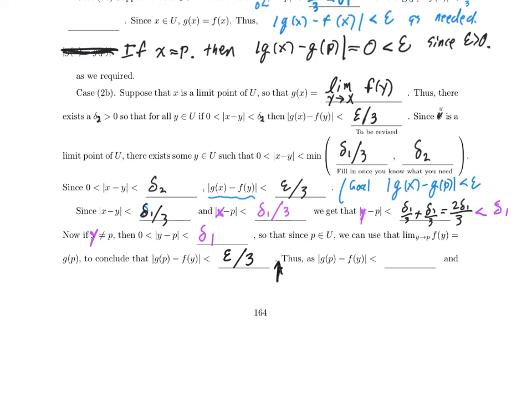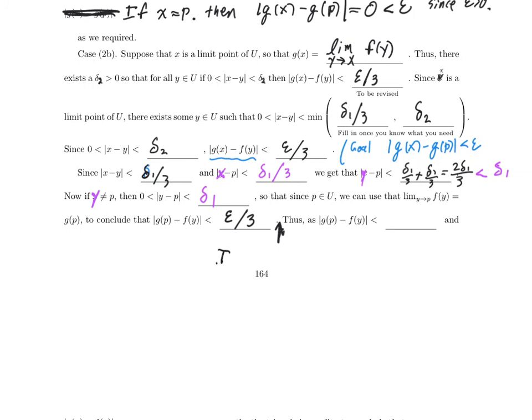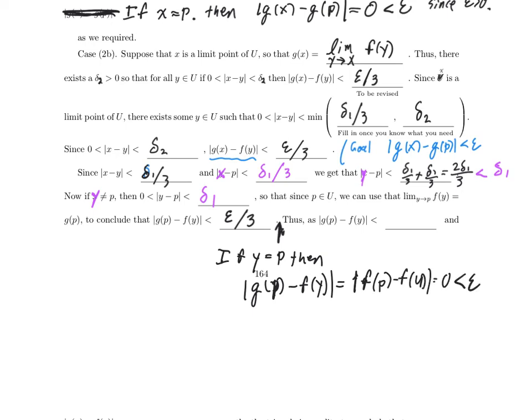Maybe I'll add an interjection right here, and this is added in your notes. If y happens to be equal to p, then the absolute value of g of p minus f of y is equal to, well, y is in u, so that means p is in u, the absolute value of f of p minus f of p, which equals 0, still less than epsilon. So we're still less than epsilon over 3, in fact. So we still get the desired result.